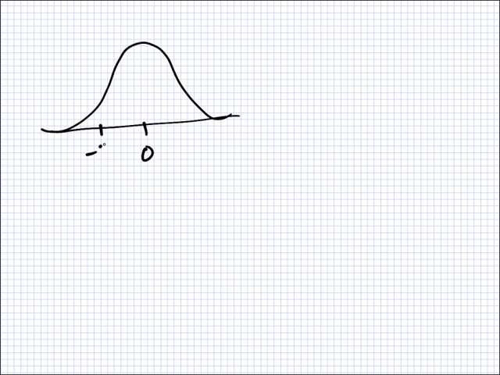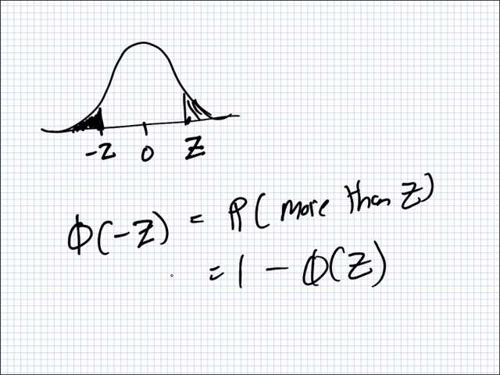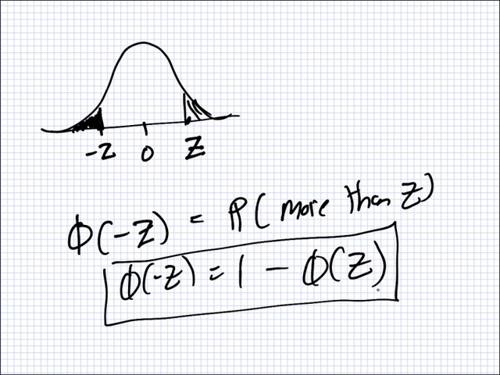Imagine you want to look up minus z, which is here. Well, that would be, hang on. There's z here on the right. That would be the same as the probability of being more than this z. So 1 minus probability of z. So that's 1 minus z. So in other words, if you want to look up a minus, you just do 1 minus and you look up the positive. This is a very useful rule here.